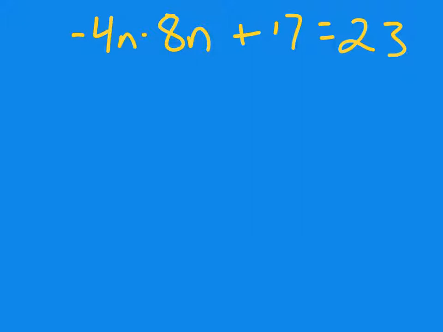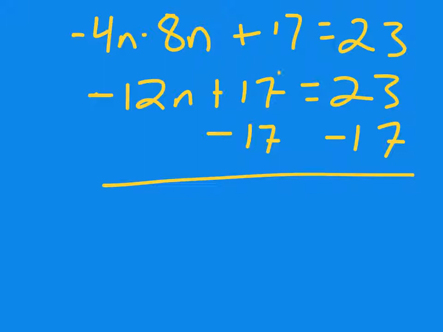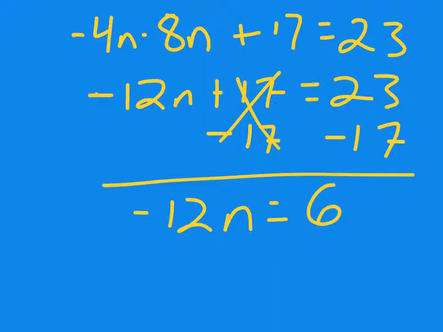Alright, the first thing you should have done is combine your like terms. So I would first do -4n minus 8n, and then you would get -12n plus 17 equals 23. After that, I would subtract 17 from both sides using the inverse operation. That cancels the 17 on this side, and I'm left with -12n equals 23 minus 17, which is 6.